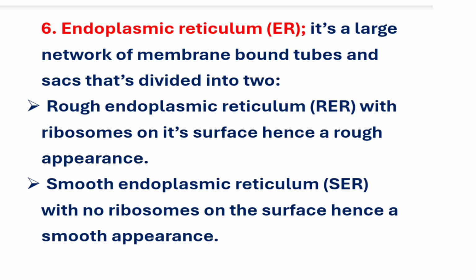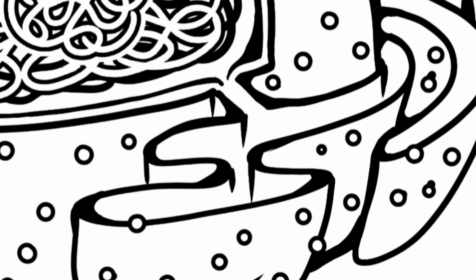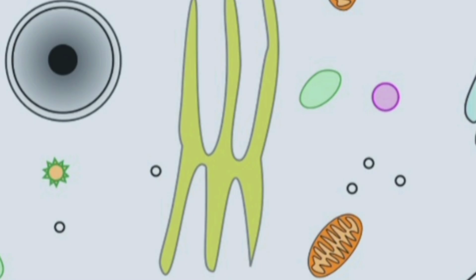It is divided into two types, the rough endoplasmic reticulum and the smooth endoplasmic reticulum. The endoplasmic membrane is continuous with the outer nuclear membrane, extending throughout the cytoplasm. Rough endoplasmic reticulum is characterized by the presence of ribosomes on its surface, which gives it a rough appearance. Smooth endoplasmic reticulum is a network of tubules that lack ribosomes on its surface.